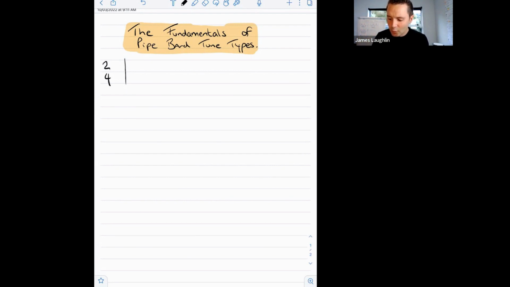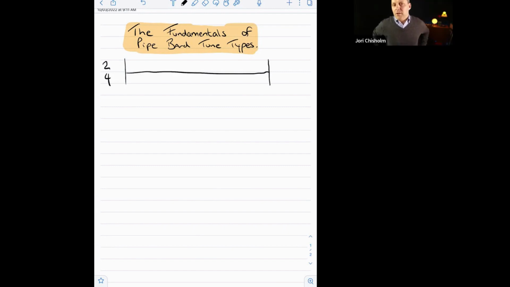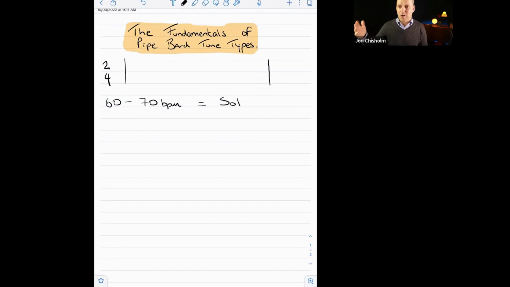So when we think of 2/4, Jori, what tempo range would we be thinking of? Well, at the upper end for solo pipers, you're looking at about 70. And if you're an amateur piper in one of the amateur grades, it's going to be slower. I like between 60 and 70 for solo piping. Bands are going to be higher, right? In bands, we're playing faster. And at the high level grade 1 bands at the Worlds, we're talking maybe upwards of 80. Is that right, James? Yeah, definitely.